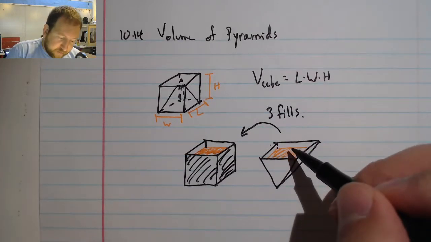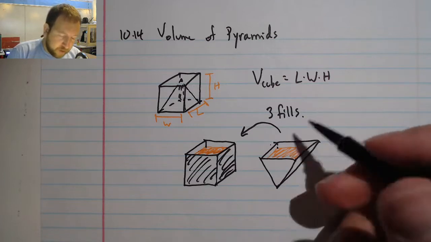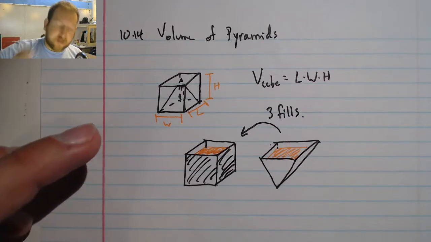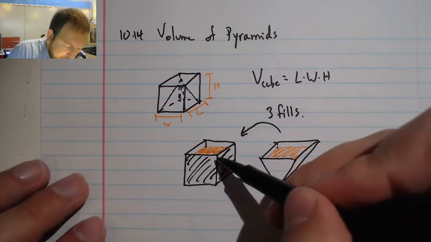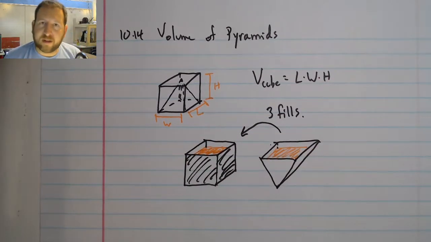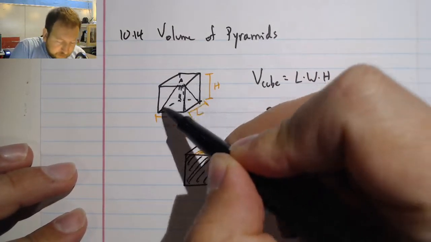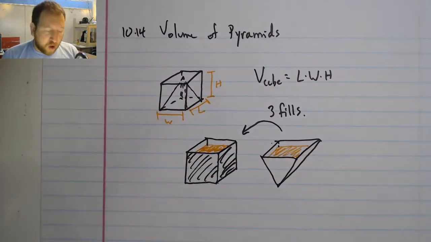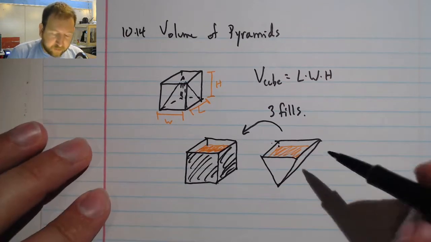So if I fill this pyramid cup up with water, and I dump it into the cube, I dump it into the cube again, and I dump it into the cube a third time, it will be exactly filled to the top. And that is kind of interesting. So this pyramid takes up exactly 1/3 of the total space in the cube. And that makes it really easy for us to create a formula to find the volume of our pyramid.